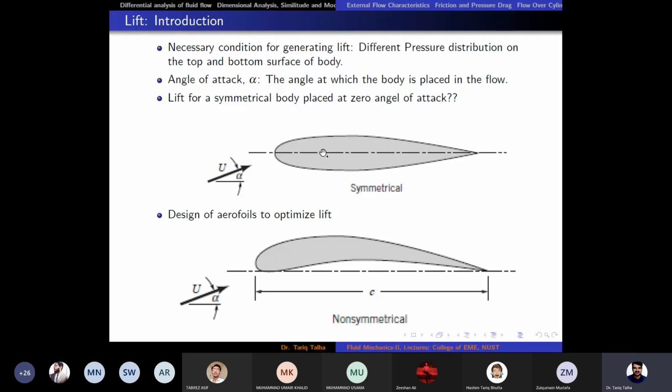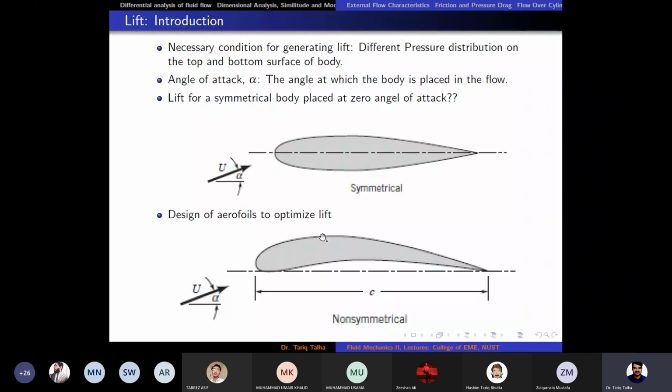If it is coming from zero angle of attack, then for the upper figure, the pressure on the lower side would be equal to the pressure on the upper side. If we are talking about zero angle of attack, it means that there wouldn't be any lift. But if we have got a non-symmetrical aerofoil, then even if the flow is coming at zero angle of attack, the pressure on the lower side would always be greater than the pressure on the upper side, right?